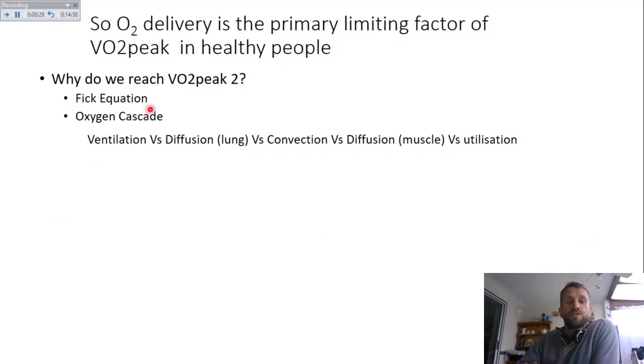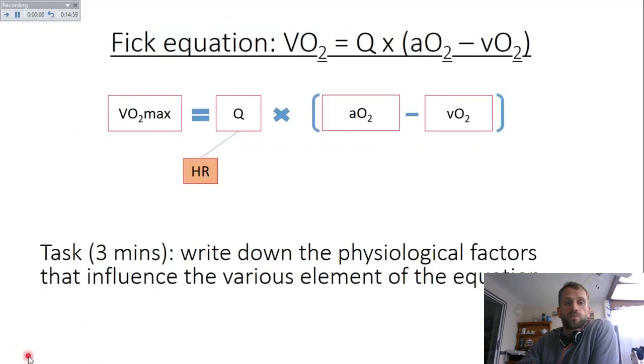We're going to look at the Fick equation first, and then we're going to go on to consider the oxygen cascade, which, as I said before, is my preferred mechanism of looking at this problem. So we go to the Fick equation. Hopefully you're familiar with this and you've come across it before.